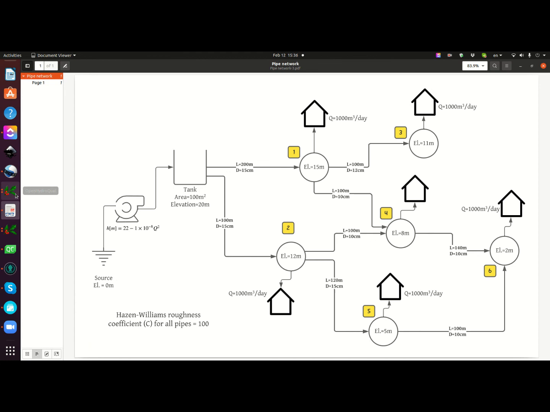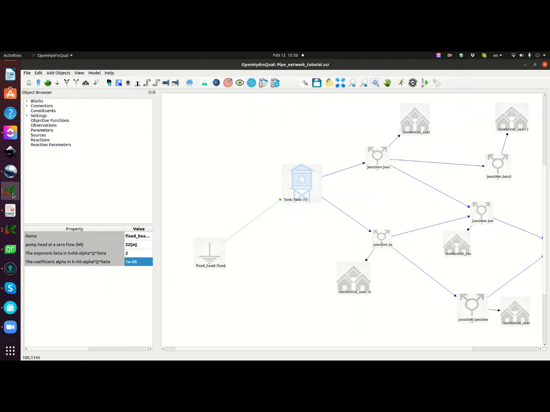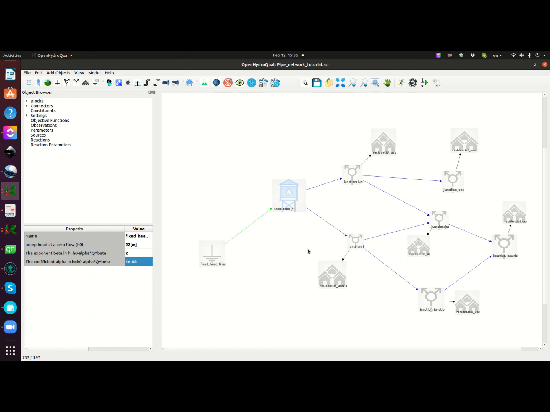And keep in mind that in terms of the units, this has to be consistent. So in this case, our Q is going to be cubic meters per day. That's always the case in OpenHydroQual because the day is our time unit. And then what it will give us is the head of the pump in meters. Okay. So now with this, everything is set.